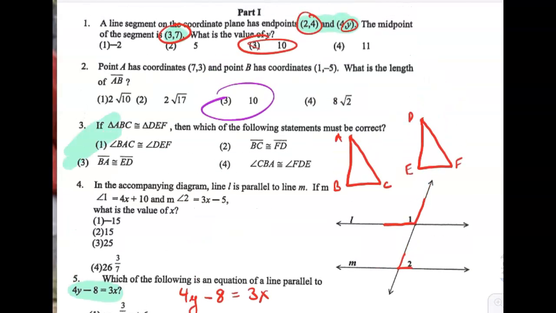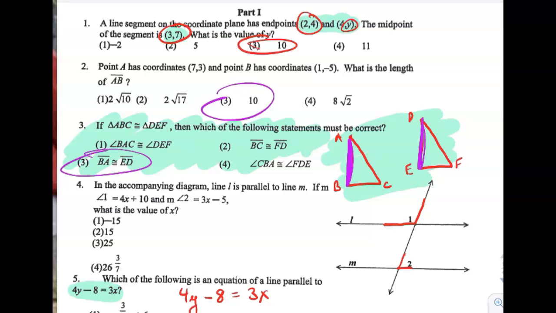Number 3, if triangle ABC is congruent to DEF, and I just kind of drew them over here, which must be correct? Is angle BAC the same as DEF? BAC, DEF? Nope, those aren't in the same spot. Is BC the same as FD? BC, FD? Nope, they're not in the same spot. Is BA the same as ED? BA, ED? Yep, that's the one. Those are in corresponding spots in congruent triangles.